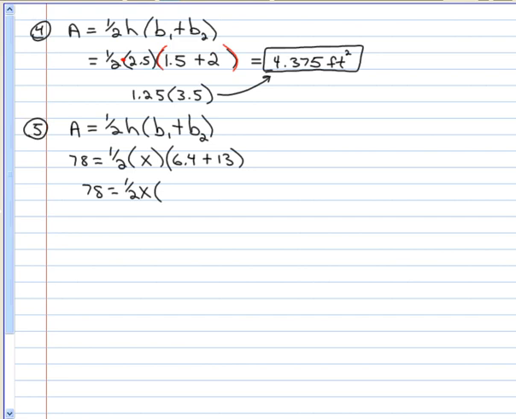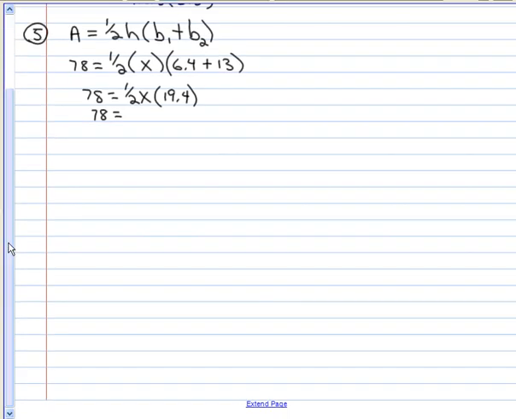How much? 19.4. You could, well, a couple of ways. You could multiply it by 2 or just multiply 1/2 times 19.4. I'm going to do that. What's half of 19.4? 9.7x, and now it's easy. Just divide by your 9.7.